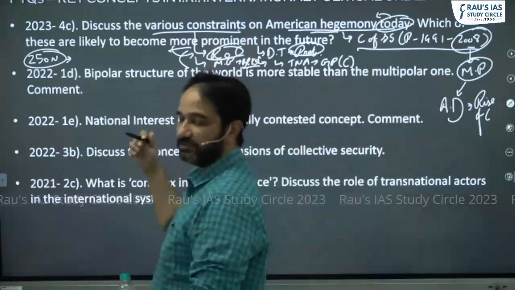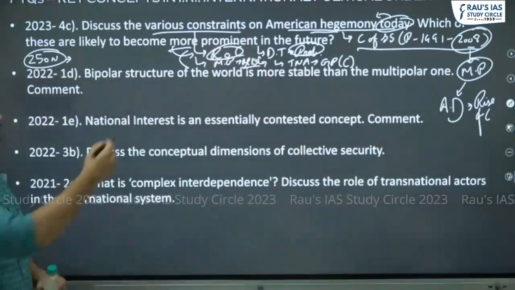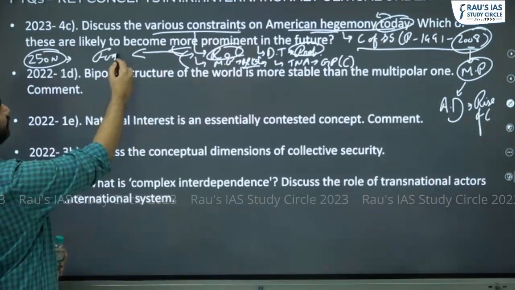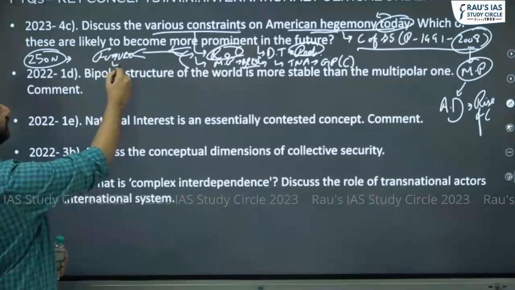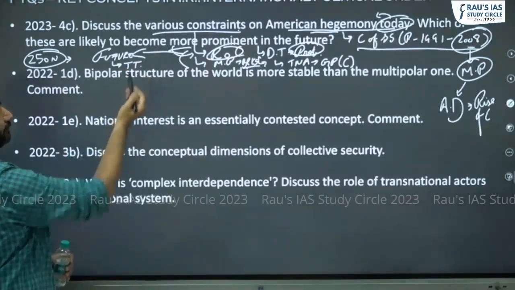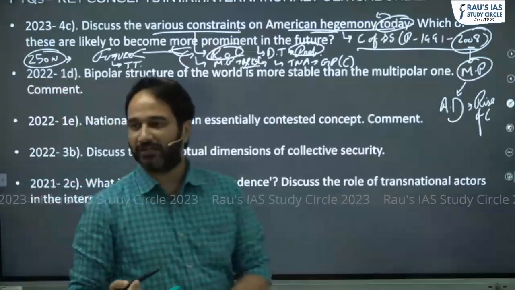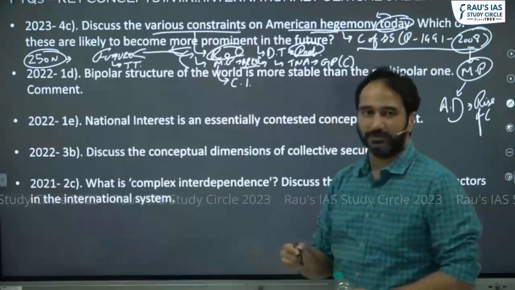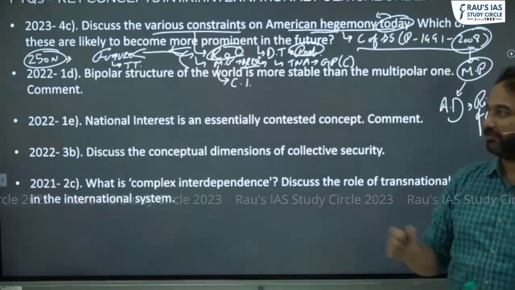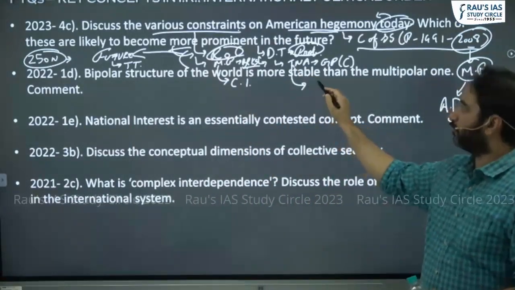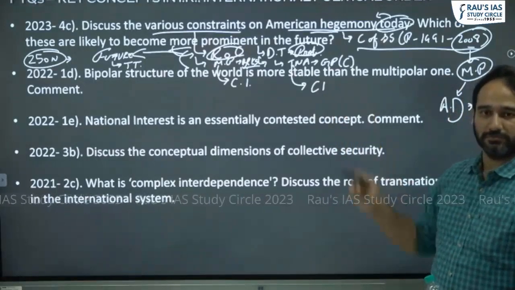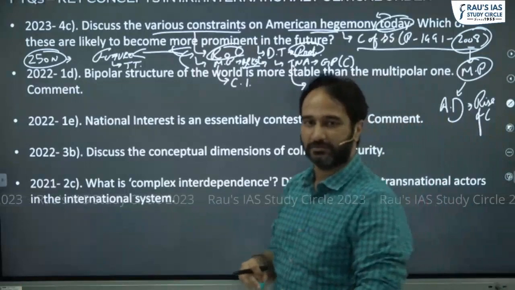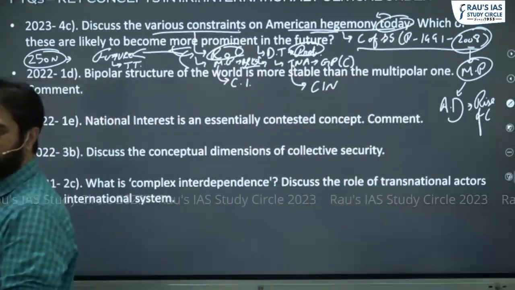So that's actually very good. In terms of the rise of China, how it would become much more prominent in future, if you link it to theory, then Thucydides trap, multipolarity, complex interdependence, transnational actors, cobweb model. Right? Is this clear? So you can link it with theories also.